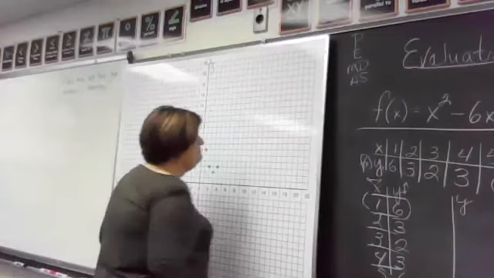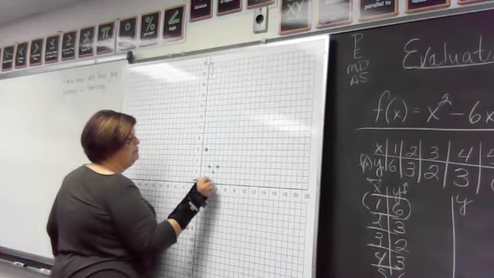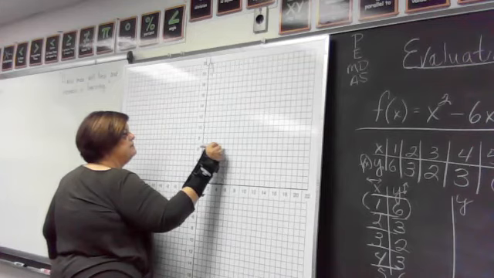Brandy's house is at 5, 6. Yes. Okay. So we're going to start at the center. 1, 2, 3, 4, 5. 1, 2, 3, 4, 5, 6.